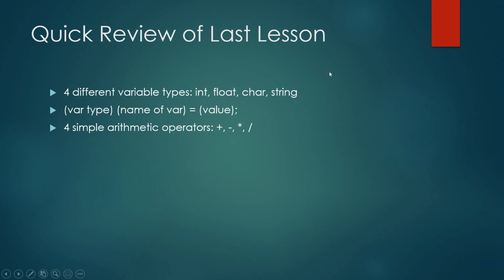We talked about how to create a variable, which right here, these first two, which is how we declared a variable. And we talked about how to set it equal to something. So an int variable will be equal to a whole number, right? And a float variable will be equal to a number with a decimal. And then we talked about the four simple arithmetic operators, plus, minus, multiply, and divide.